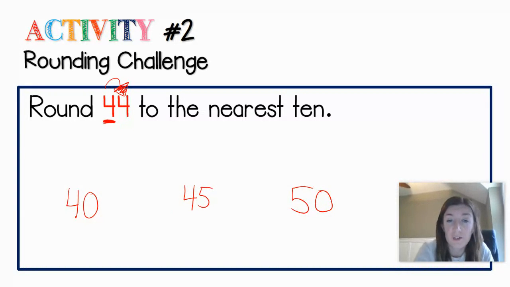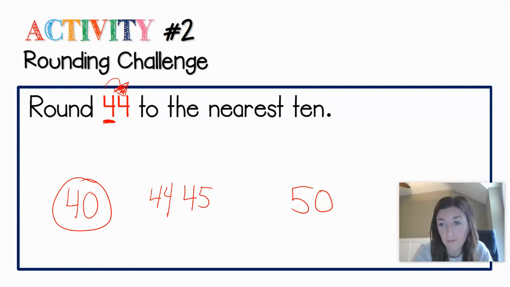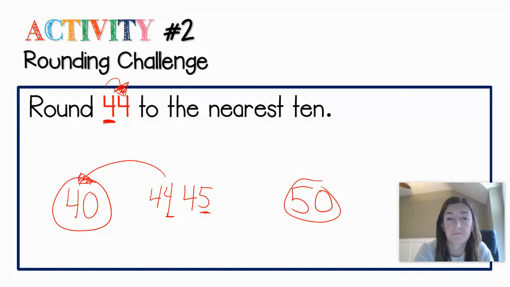This number has a 4. Since it has a 4, we're going to round it down to 40 because it's closer to the 40 than it is 50. Remember, if we see a 5 or more, we're going to round it up to 50. But since this one has a 4 in the ones place, it rounds down to 40.